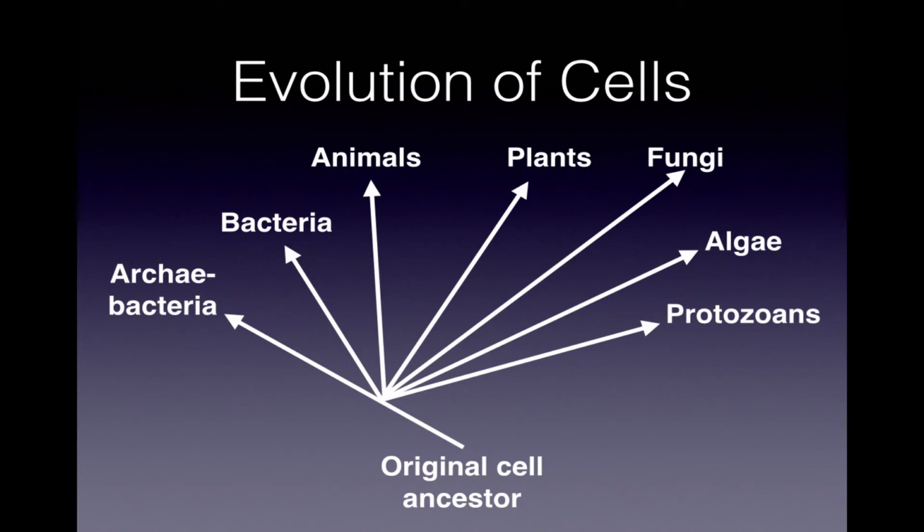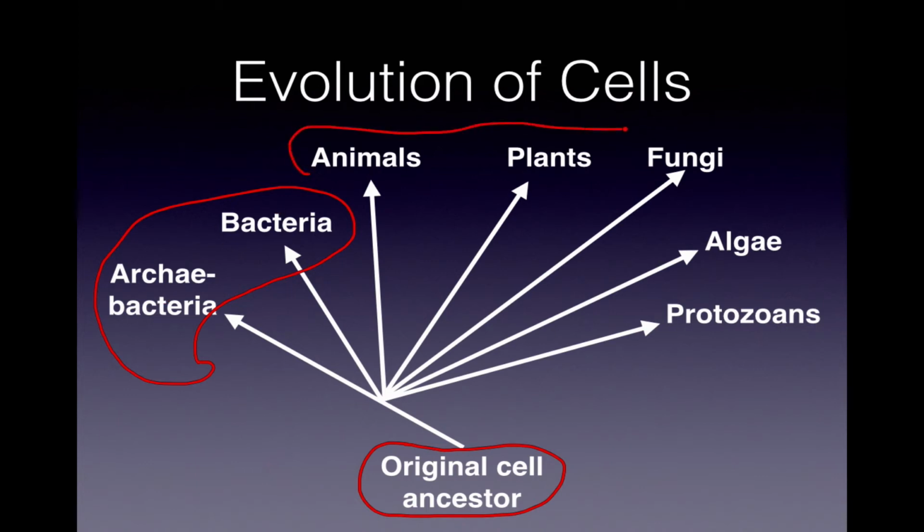But the point of this diagram, what I want you guys to remember, is that the original ancestor cell gave rise to basically two different groups of cell architectures: the prokaryotes, which are the bacteria and the archaebacteria, and the eukaryotes. Okay, and we'll talk about them in just a second. There is a basic dividing line between what I've circled here and what I've circled here. So let me show you what I mean.